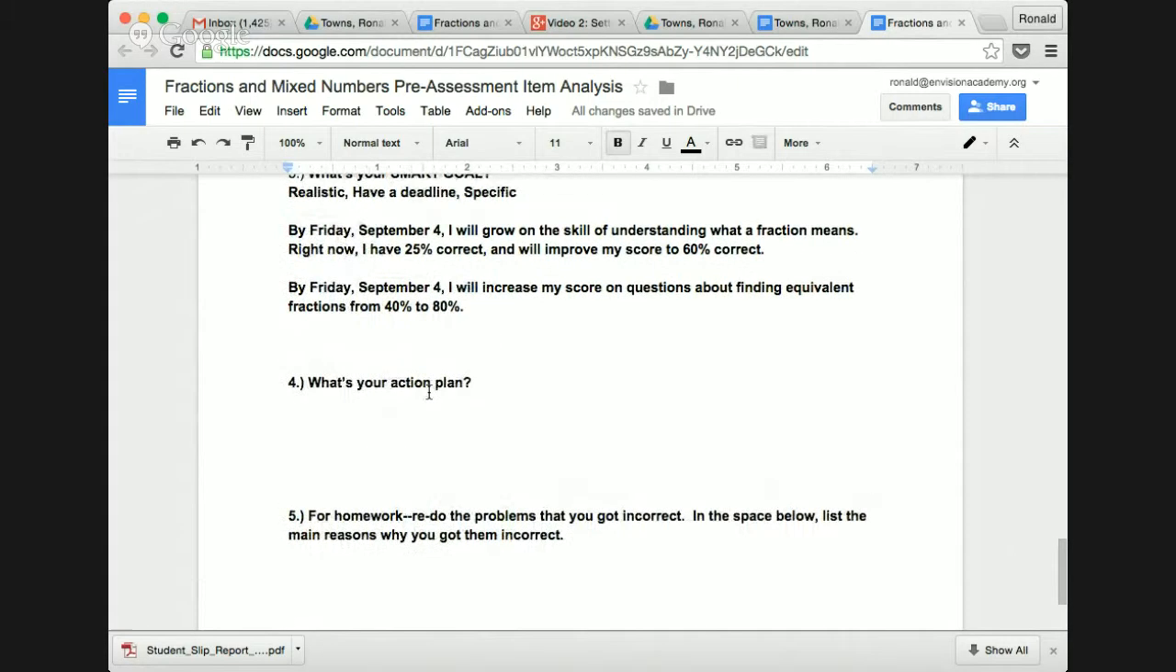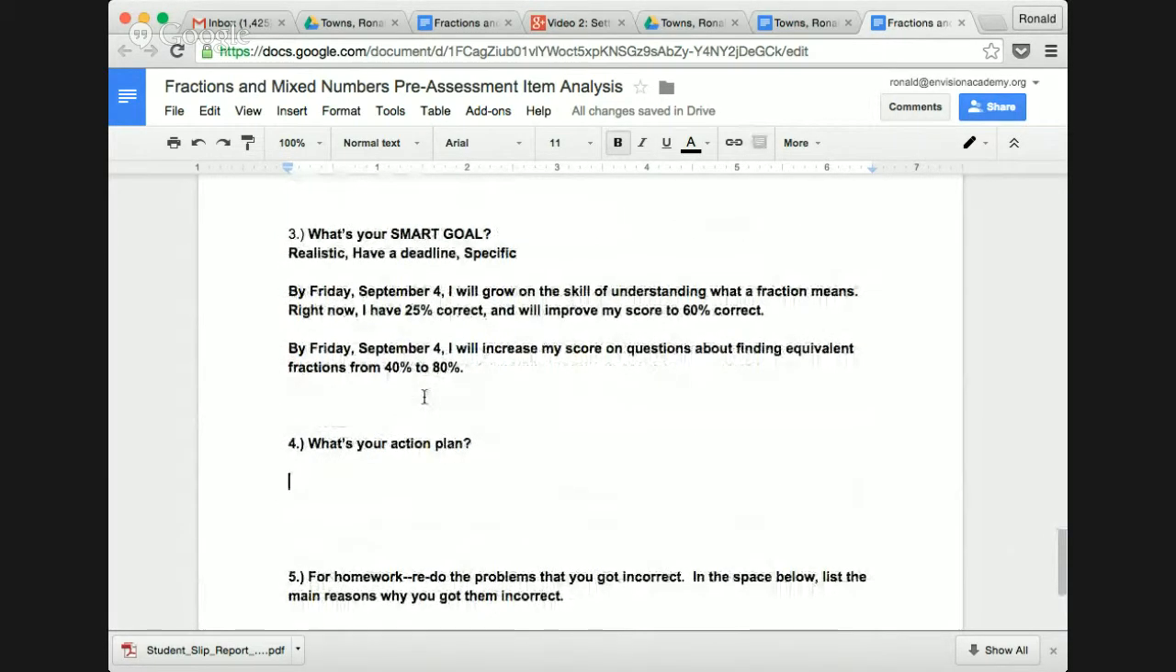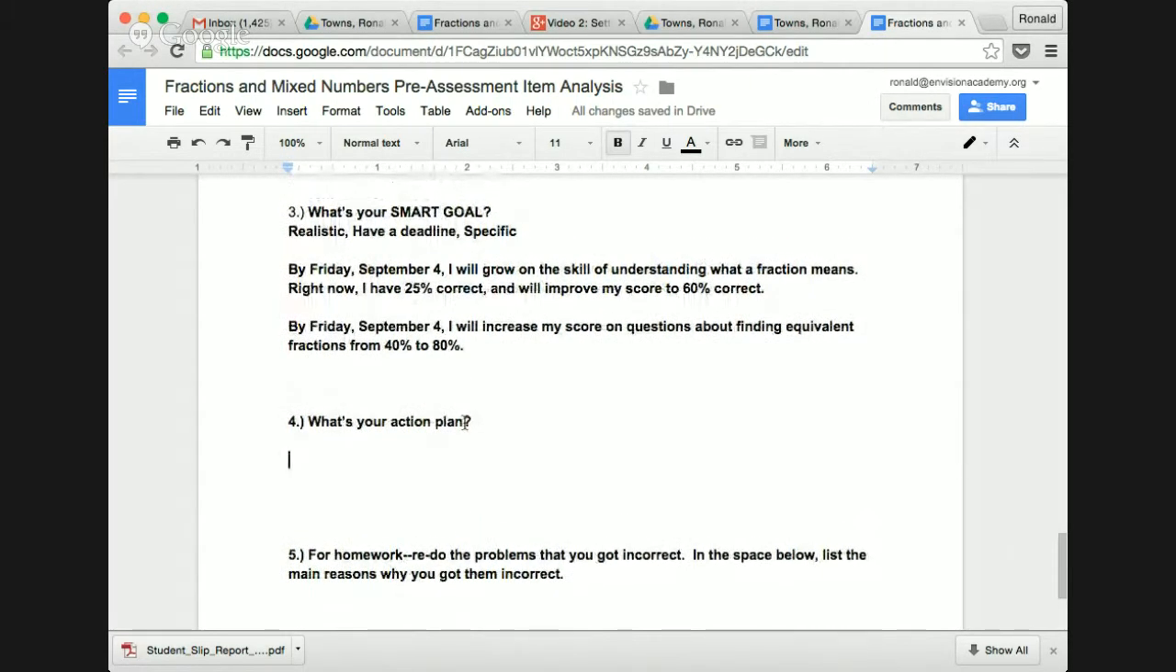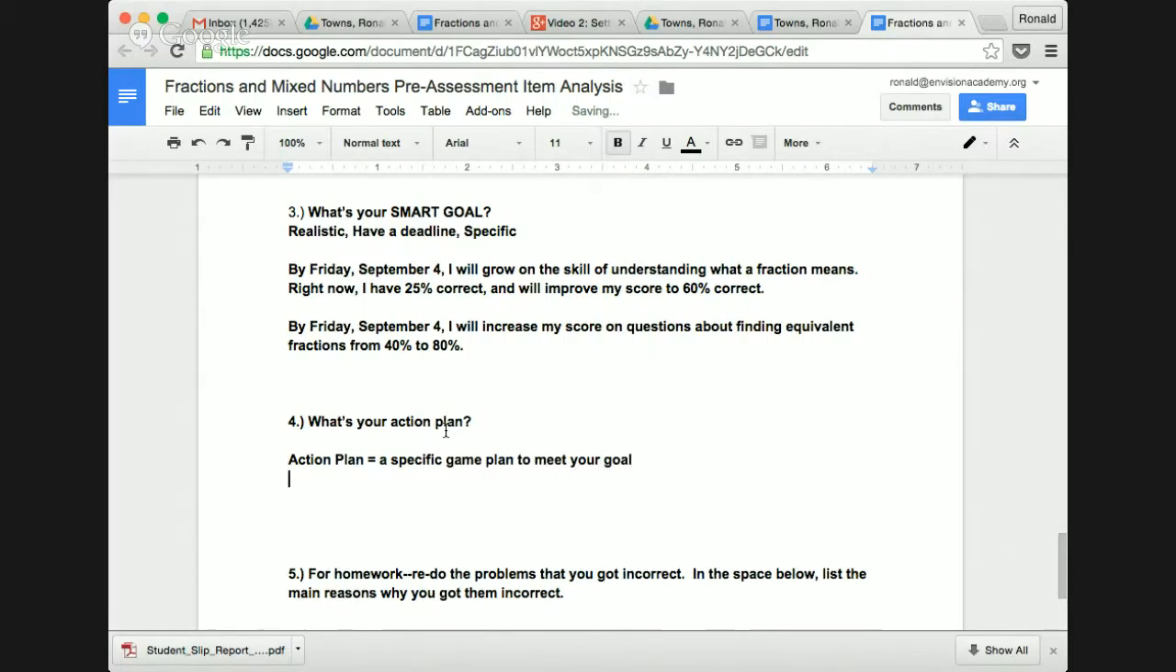Now, for my action plan, everybody for this time is going to have the same action plan. In the future, you are going to set your own action plan once you get good at it. So the action plan, what is it? An action plan is a specific game plan to meet your goal. So it's not like saying studying. That's not specific. It's not saying work harder. That's not specific either.